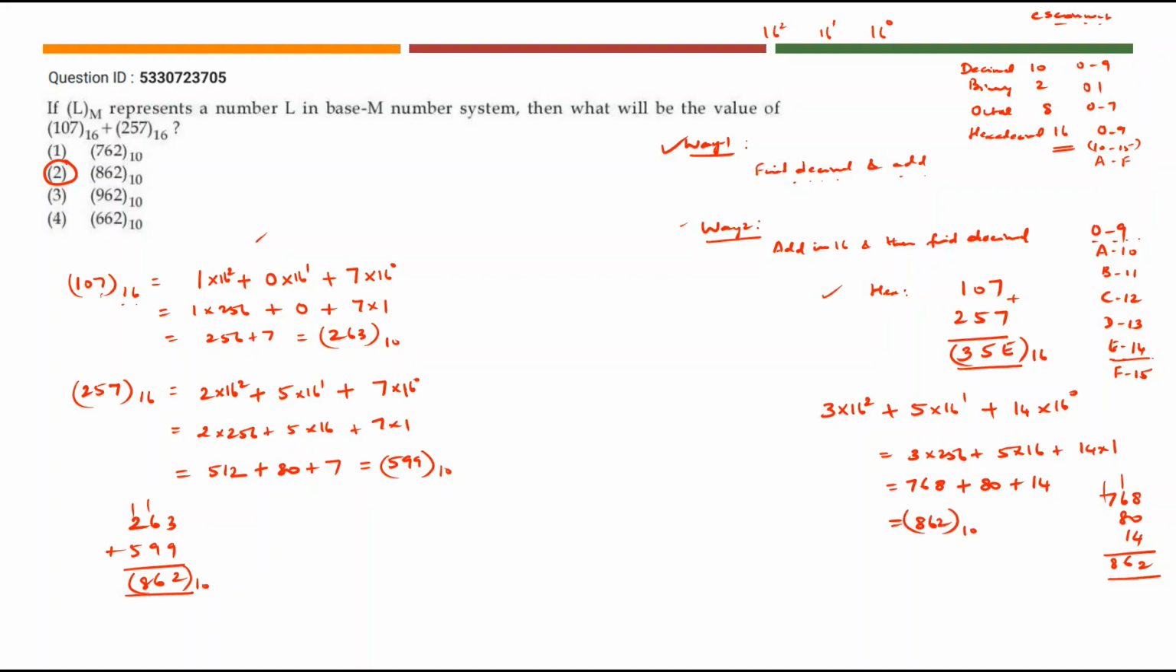But what happens when you get 107 and 259 here? 9 plus 7 will give you 16. But in a hexadecimal number, you don't have 16.